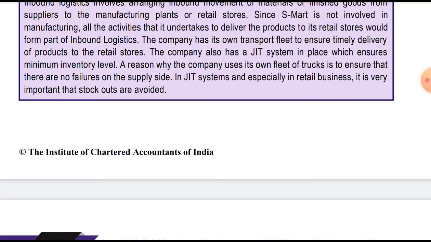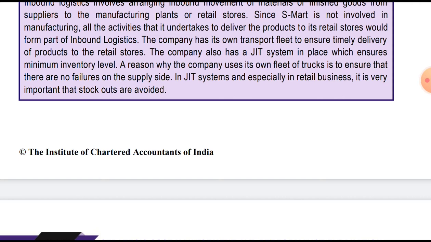The reason why the company uses its own fleet is to ensure that there is no failure on the supply side. So to avoid delivery failures and delays, the company uses its own trucks, and it also has just-in-time. Whenever stock reaches a certain amount, the order is placed automatically. The company truck then goes to the supplier's place, collects the goods, and brings them to the retail store.